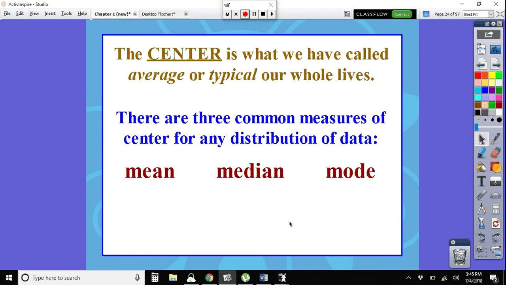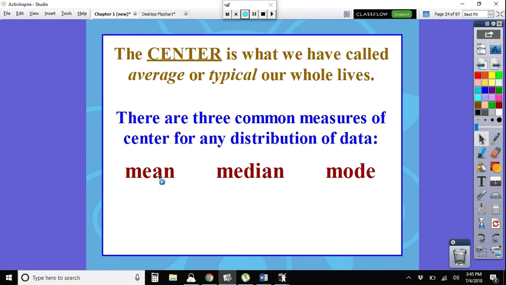Now, the center of a distribution is what we have typically called the average our whole lives. And typically, the mean is what we would call the average. But technically, mean, median, and mode are all measures of center. They're all averages, if you will. Though typically, I would say 90+% of the time, when we say the average, we really mean the mean.